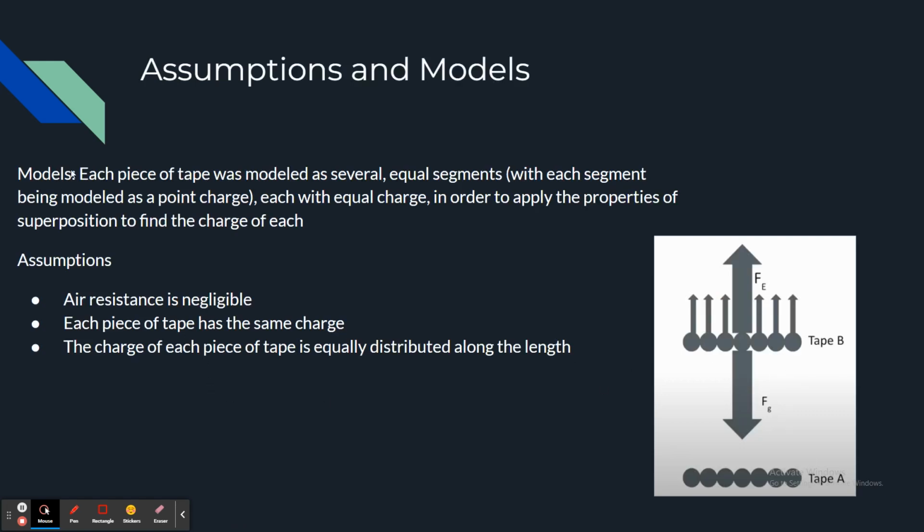So the model: each piece of tape was modeled as several equal segments, with each segment being modeled as a point charge, each with equal charge, in order to apply the properties of superposition to find the charge of each. So the assumptions that were made in the lab were that air resistance is negligible, each piece of tape has the same charge, and the charge of each piece of tape is equally distributed along the length.